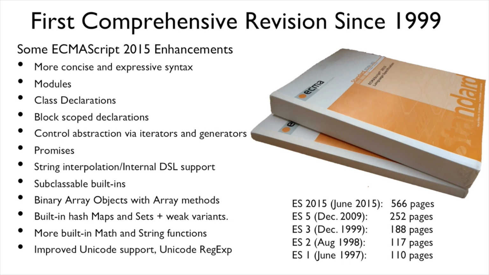You can't really see it down here at the bottom in the black, but ES1 was a 110-page spec. So you can see the growth of the spec: 110 pages, 117 pages, 188 pages, 252 pages, and 566 pages. So I really have a good scale here that ES6, or ES 2015, is a major, major, major revision and extension of the language. And it really is a culmination of 15 years of evolution of the language from where ES3 was in 1999 to what we have today.